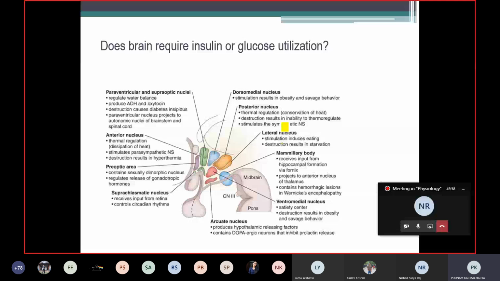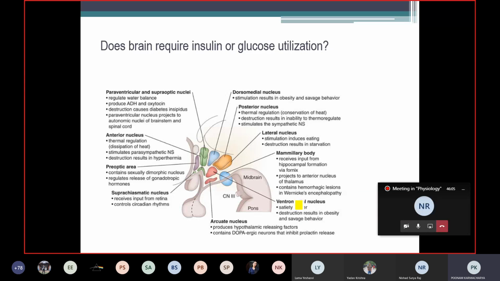So the lateral nucleus is also called the feeding center because it induces eating behavior. Now, what is the relation between the ventromedial nucleus and the lateral nucleus? The ventromedial nucleus is a satiety center. Satiety center means you get a feeling of being satiated, a feeling of fullness, right?